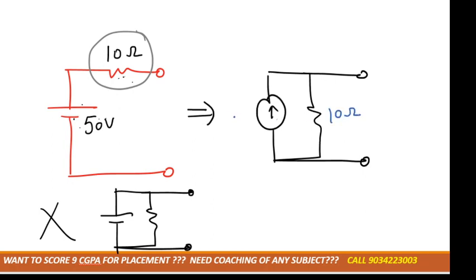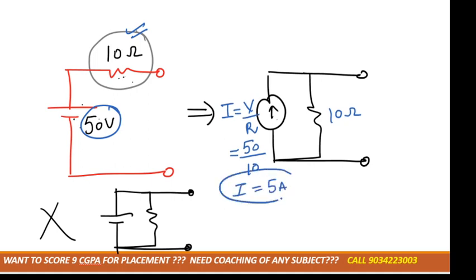Now we have to calculate the value of I, and according to Ohm's law, I is equal to how much? V by R, right? V is how much here? 50 volt, and resistance is how much here? 10 ohm. So I would be equal to 5 ampere. Got it?